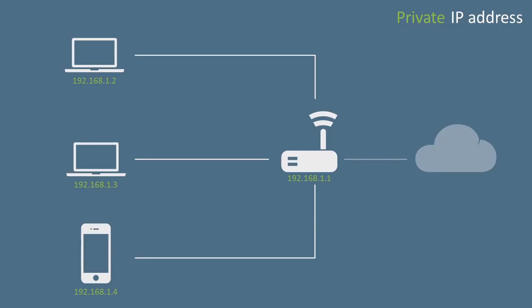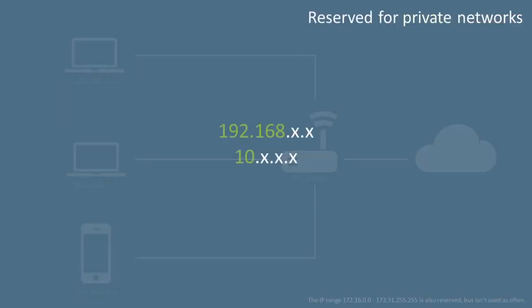Now, if these IP addresses look familiar to you, that's probably because they are. This is one of two ranges that are reserved for private networks. All addresses starting with 192.168 are reserved for private networks, as well as all addresses that start with the number 10. You can use these IP addresses without having to worry that some random web server already uses that IP address. They can because it's specifically reserved for private networks.